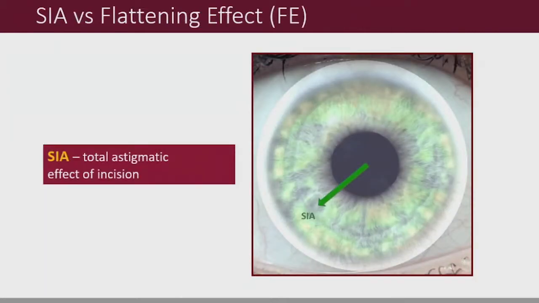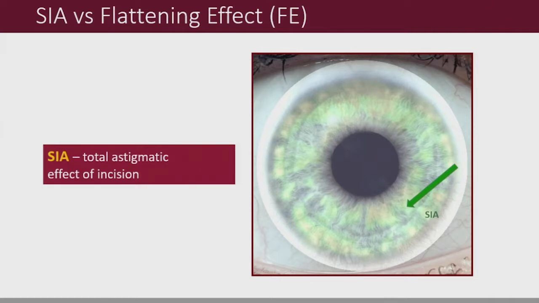So when we're speaking about synthesizing data, I think when it comes to implant surgery, the first thing to think of is the surgically induced astigmatism vector, or the SIA, because this gives you the total astigmatic effect of the incision. But the SIA has some variability, and we need to take this into account.